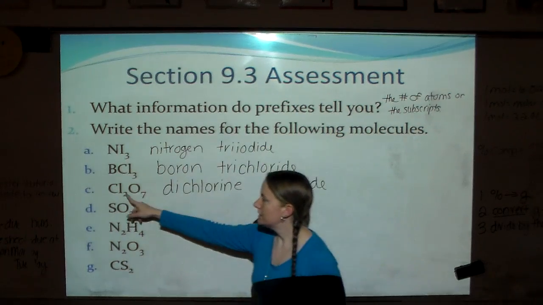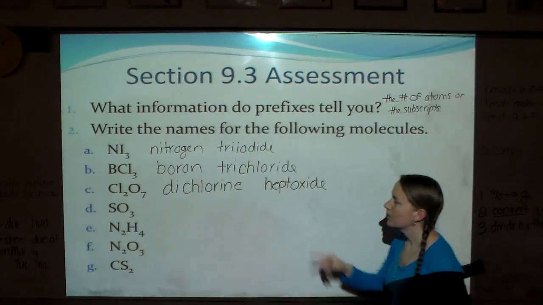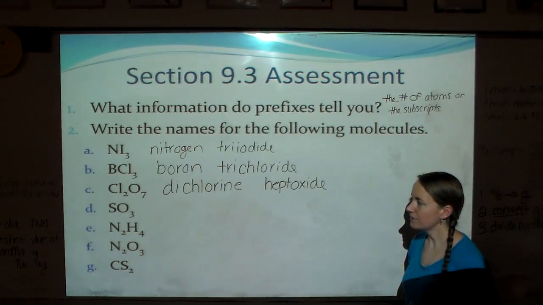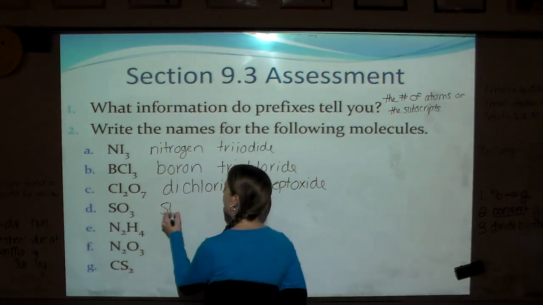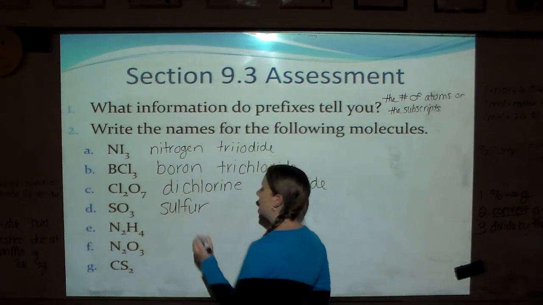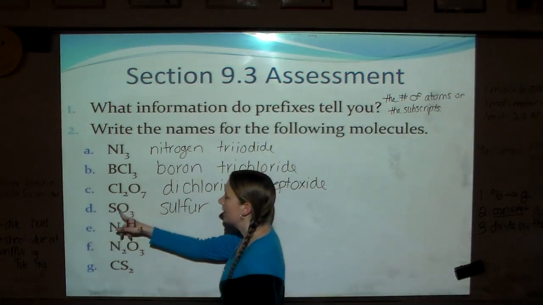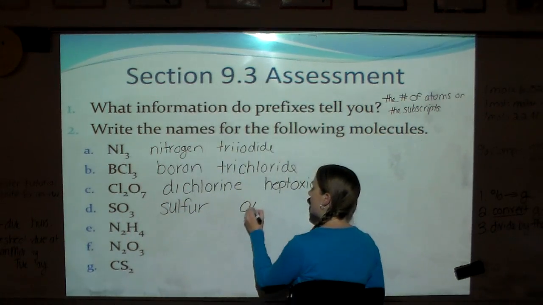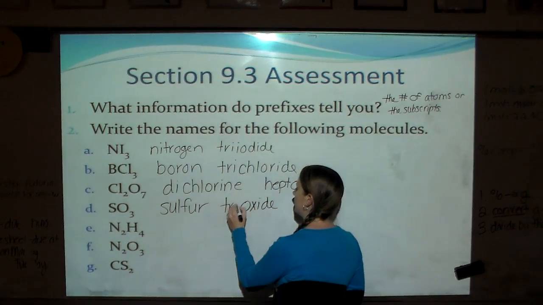Okay, so I would get dichlorine heptoxide. Dichlorine heptoxide. All right, let's look at our next one. So we have SO3. Well, there's only one S, so I'm going to put sulfur. No prefix needed if it only has a subscript of 1. All right, and then I have O3. Well, O again is oxide. And then 3 is tri.